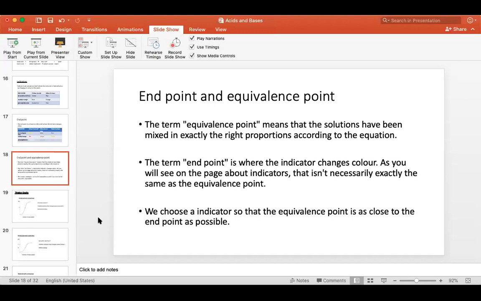Now, what I think I'll do at this point is share another screen to show you the end point of a titration reaction. All right, let's just see. Method to prepare. Give me 1 second.